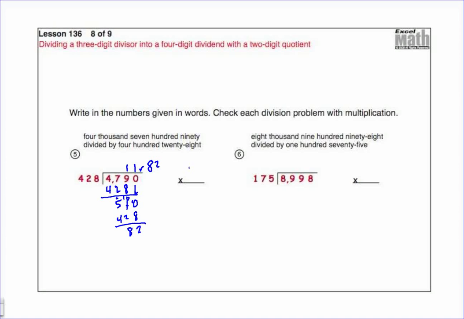And then I'm going to do 428 times 11, which is going to be 428 with a placeholder here. 428, because it's just times 1. Real easy. And 7, 4, and then you're going to add your remainder of 82, and that's 4,790. And this last one, 175, that's pretty close to 200.